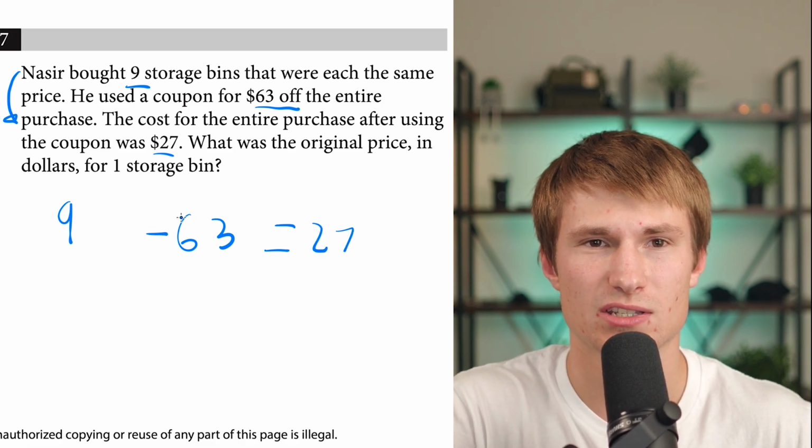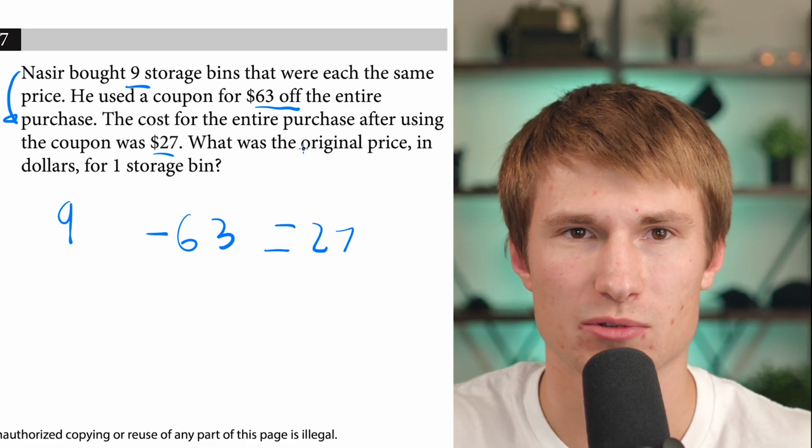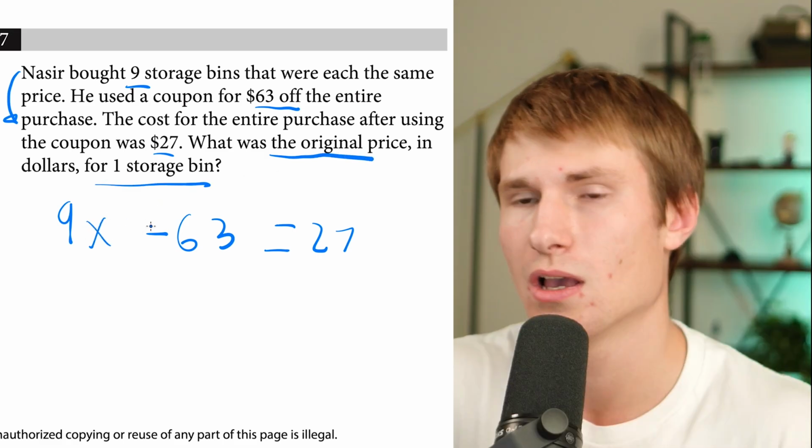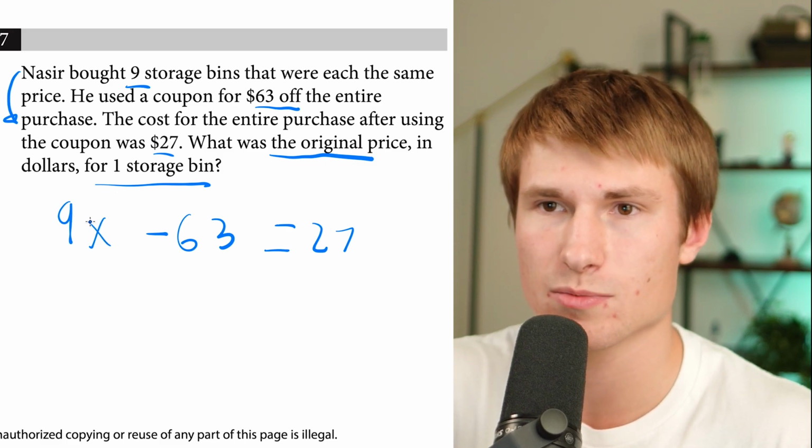Okay, and we know that he got $63 off, and it's 9 times some variable. We'll see if we get what that is. What was the original price in dollars for one storage bin? We're not given it, so we'll just call that X. Okay, so now we have to solve for X. X is the cost per storage bin.